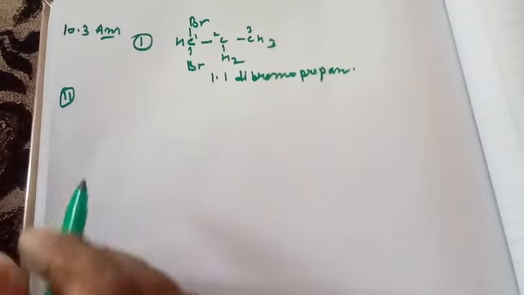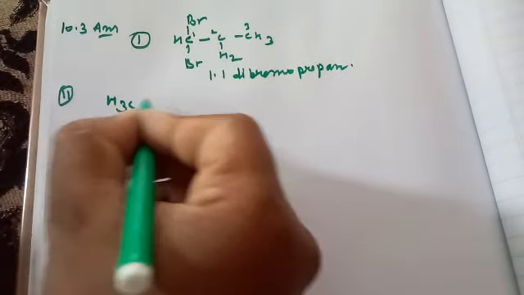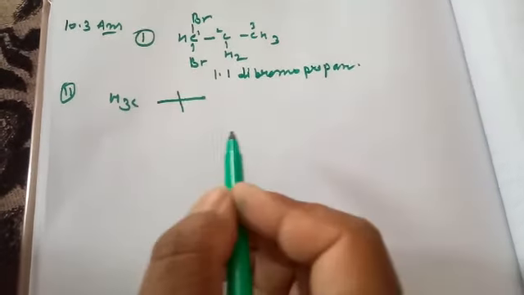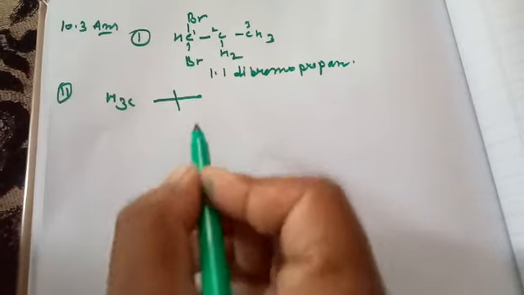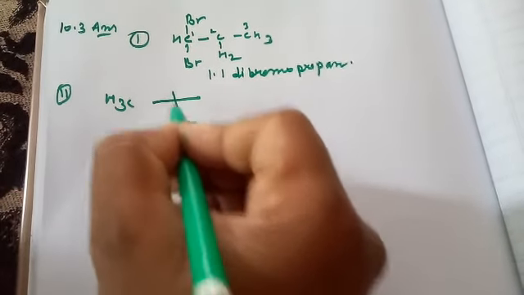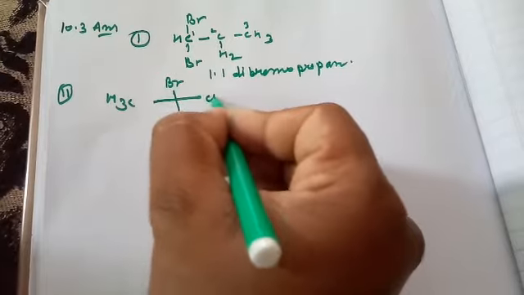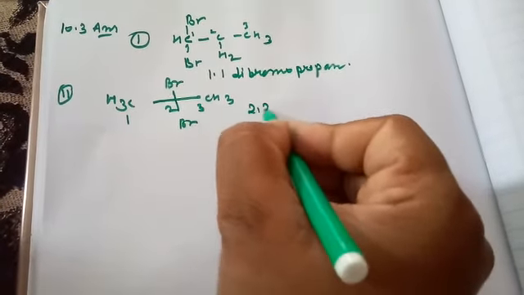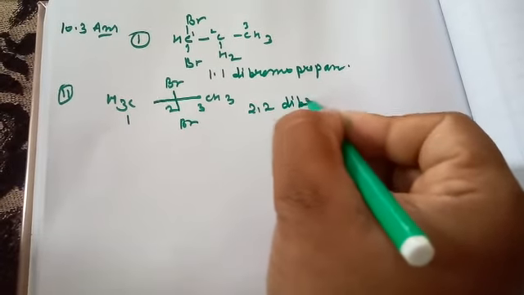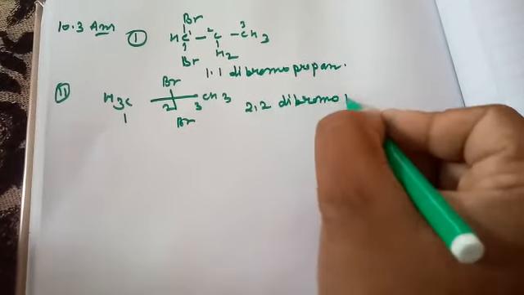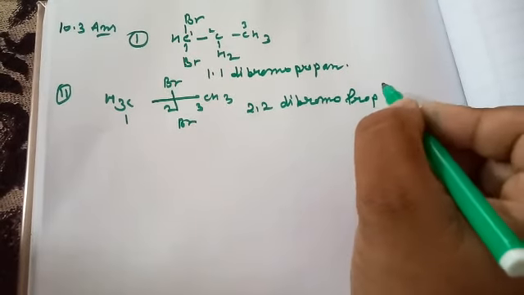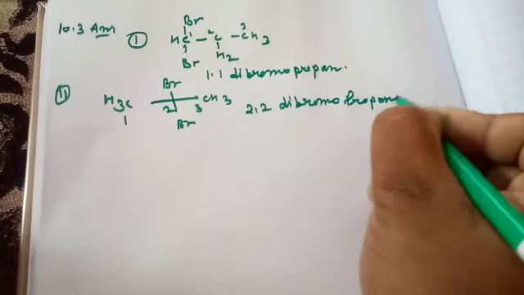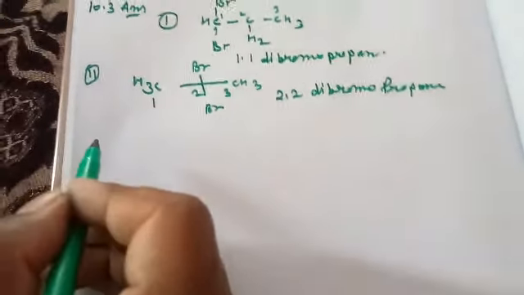Second kind of isomeric: CH3, Br and Br, CH3. Numbering 1, 2, 3: 2,2-dibromopropane.